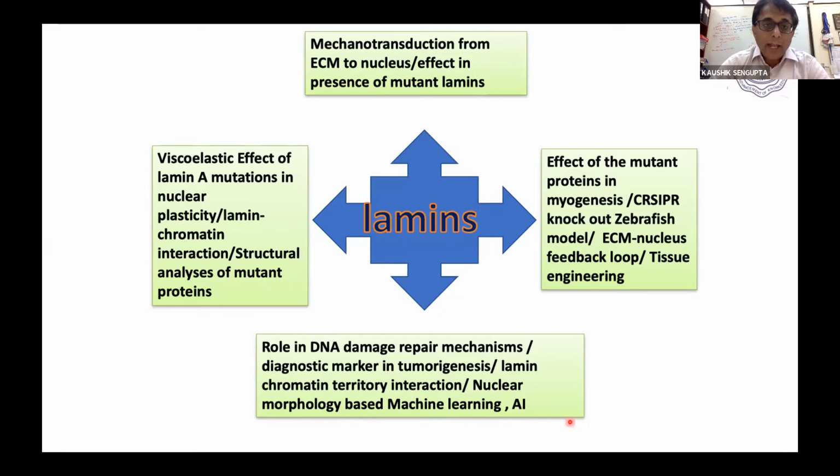When I began my lab, I started understanding the viscoelasticity of the lamins. As we all know, the lamins are biological fibers, and they have a viscous and an elastic component. The viscoelastic component of lamin was shown first by our group, and the first report from the intermediate filament was of lamin B1. The viscoelastic effect of lamin A mutations and its effect on nuclear plasticity has been shown by our group.